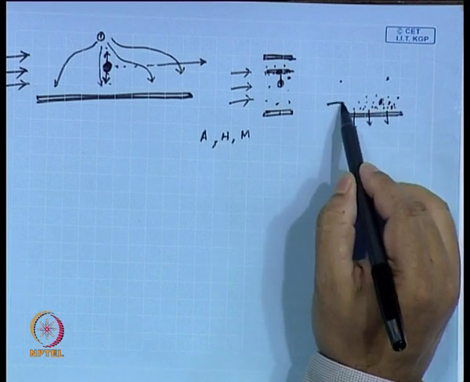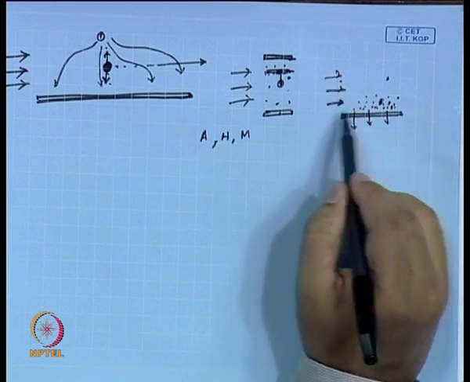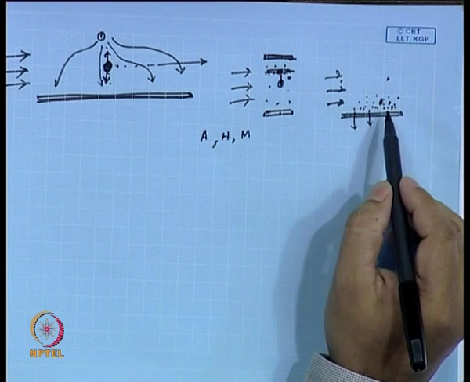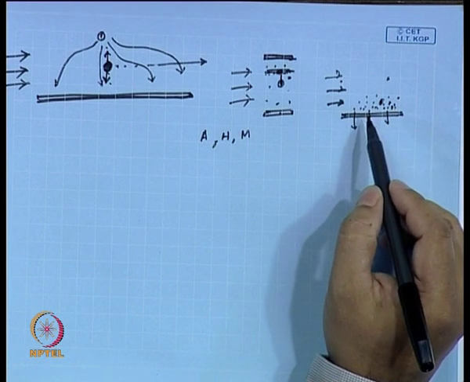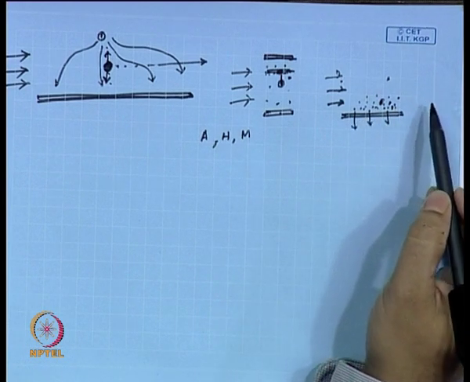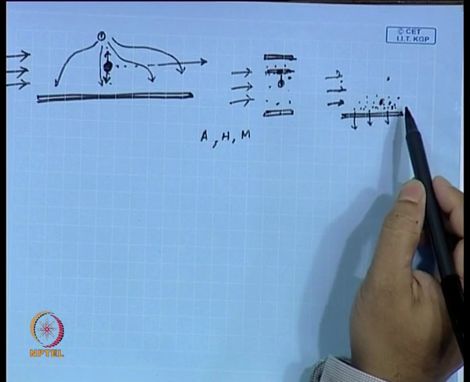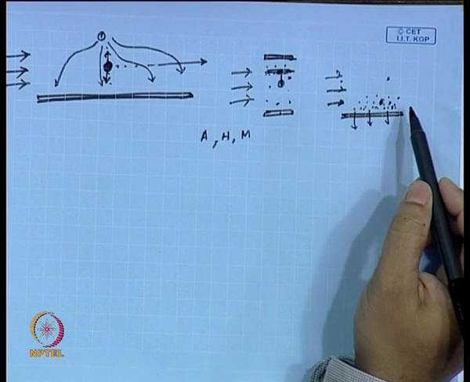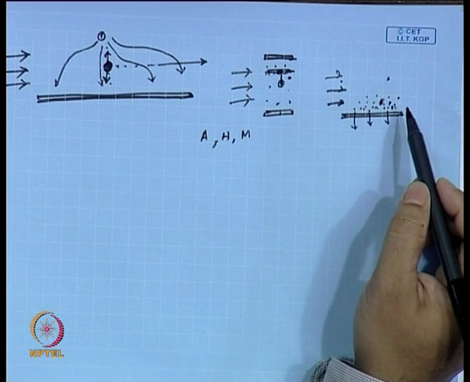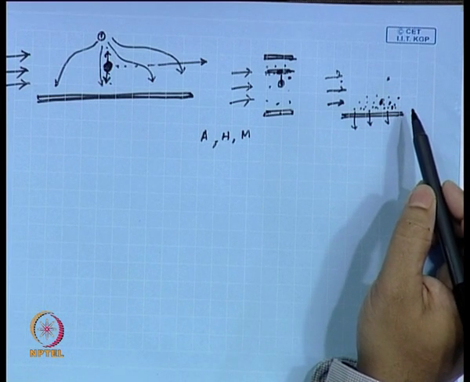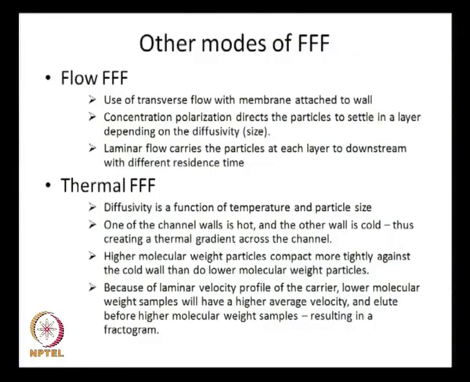Okay. And then if you impose a parabolic velocity profile, what you find at the outlet is that each layer represents particles of a certain size. So, against some pre-calibration, you can always confirm what all particles were present in the system. Similarly, you can have a thermal FFF.